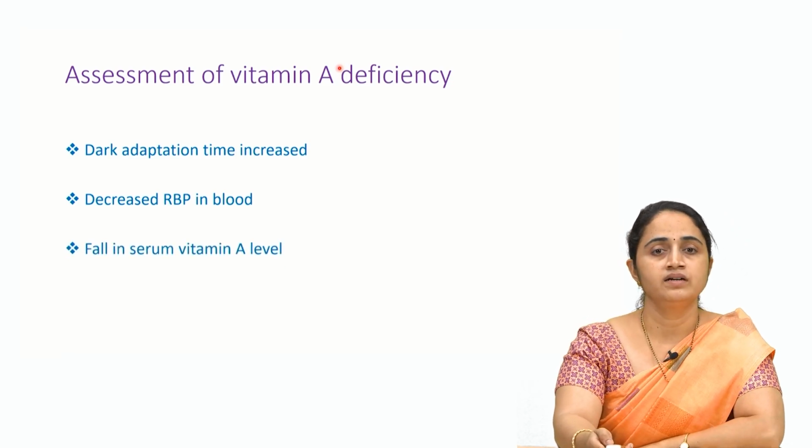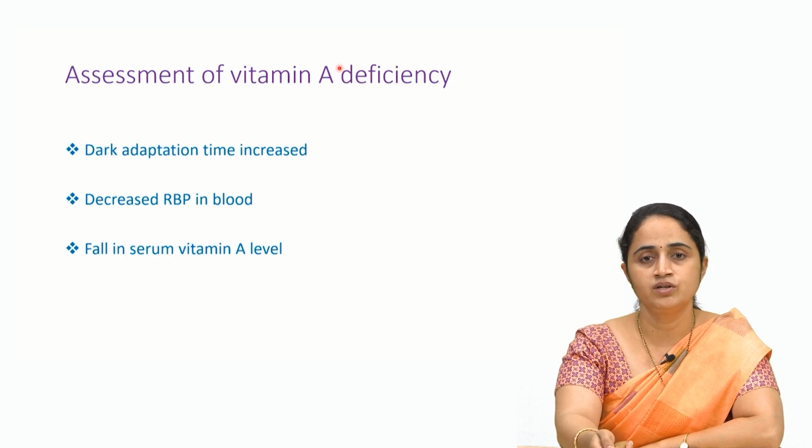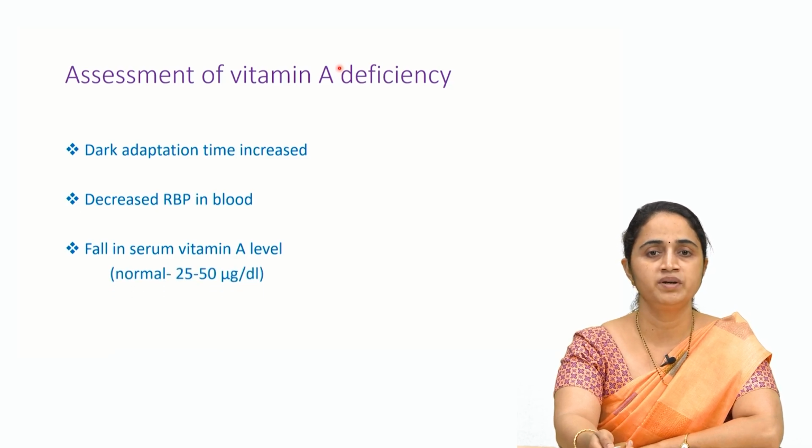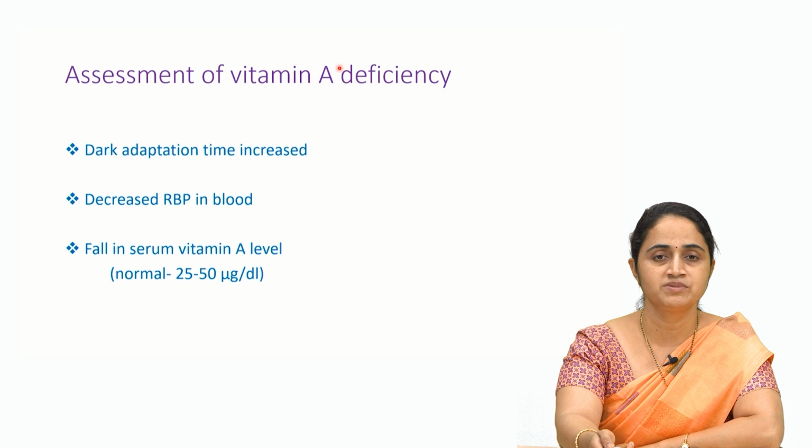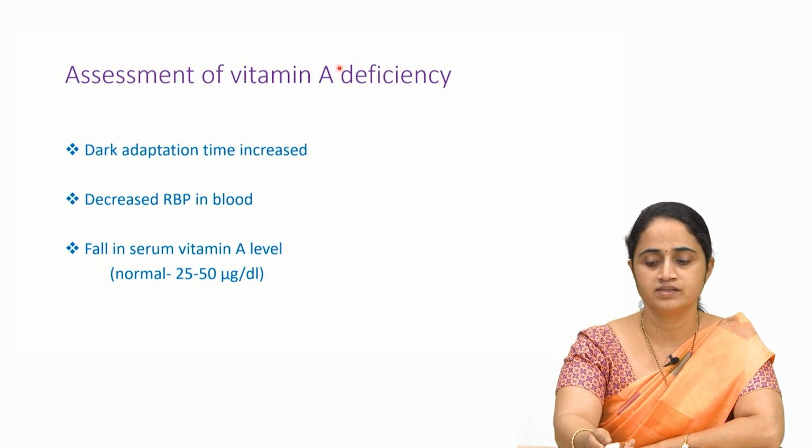Next is the decrease in the serum vitamin A levels. Normal serum vitamin A levels will be between 25 to 50 micrograms per deciliter. So, by measuring this, we can assess the vitamin A status of the body.